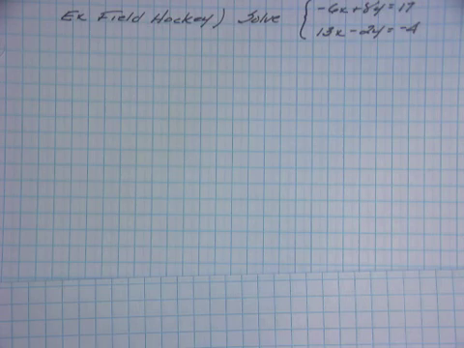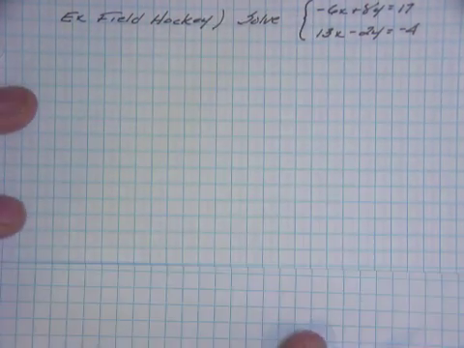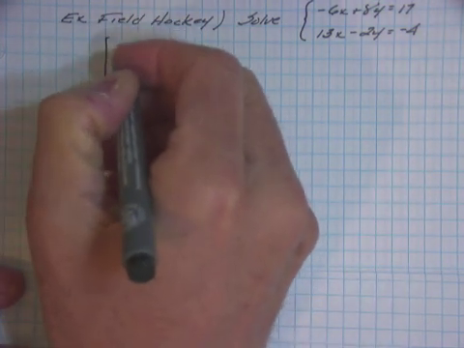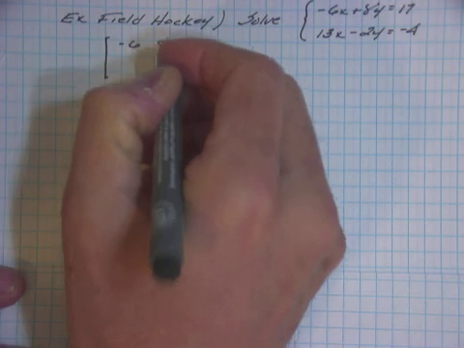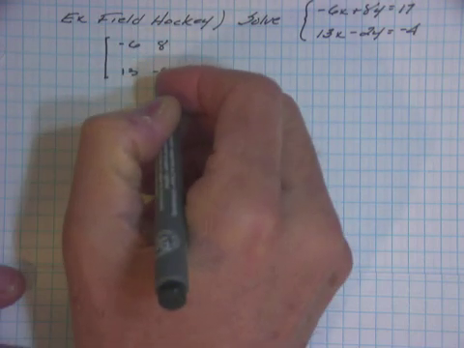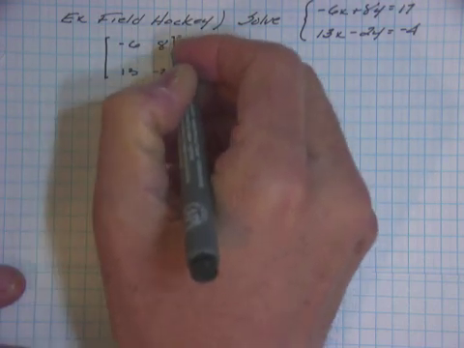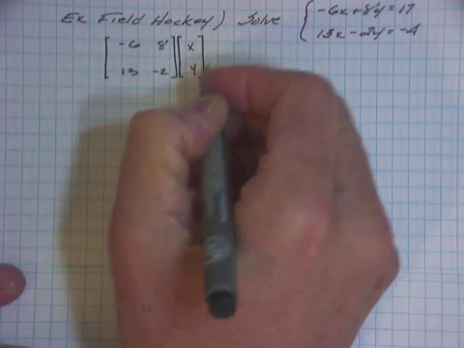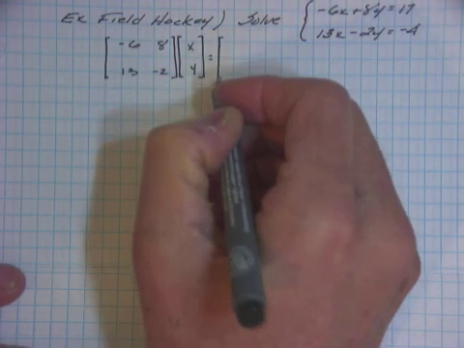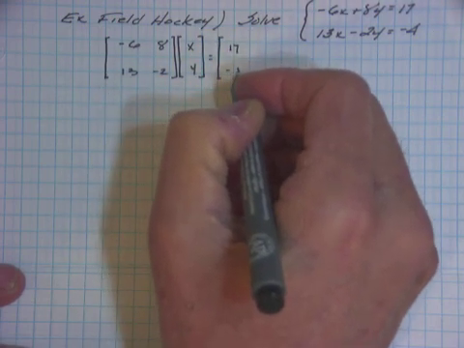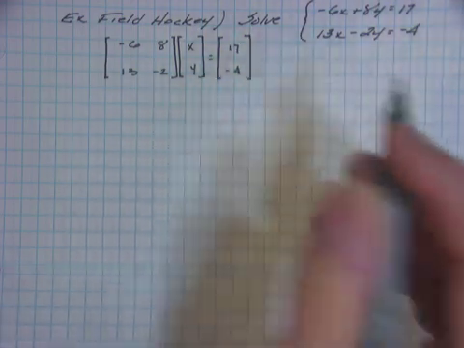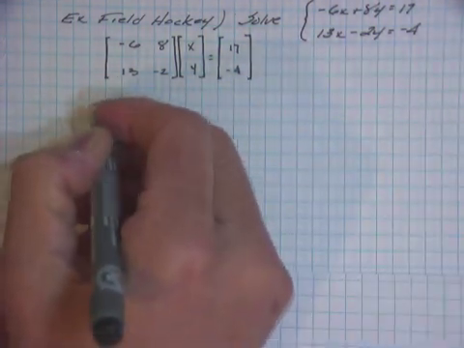Okay, so what we're going to do is take this system of equations and rewrite it as a matrix first, okay? And we've got negative 6, 8, 13, negative 2, x, y equals 17, negative 4.